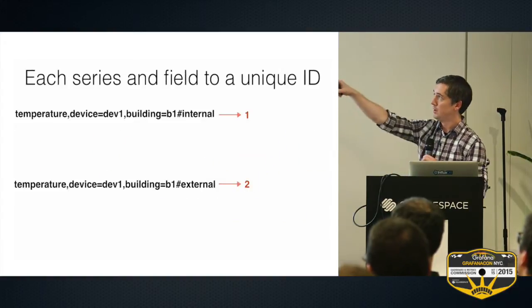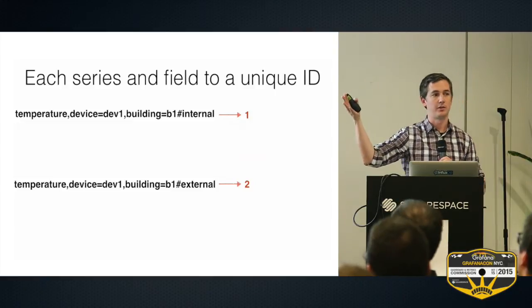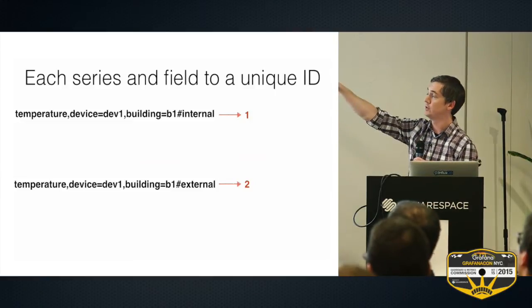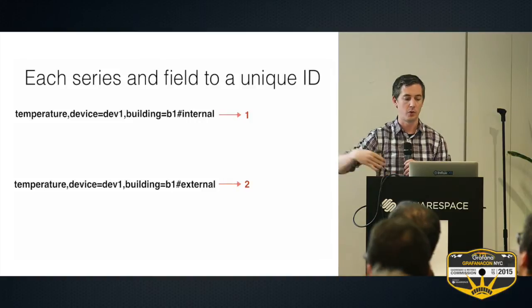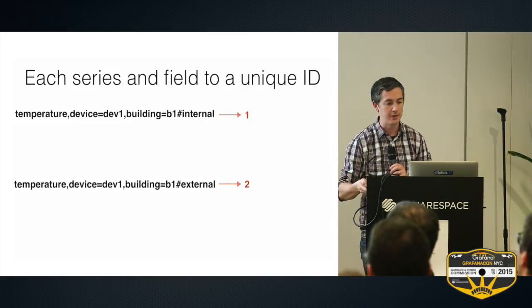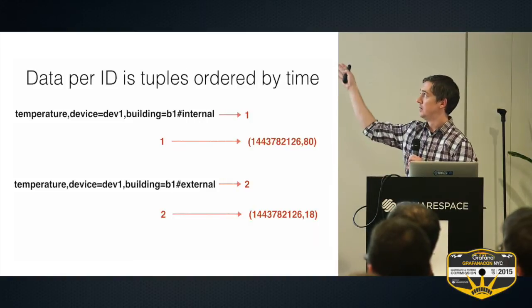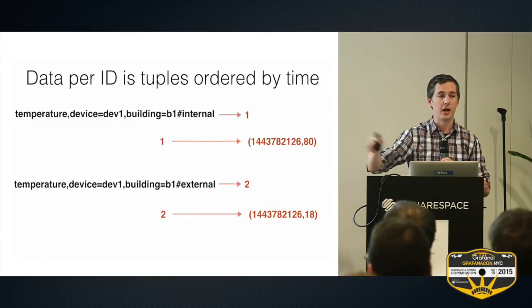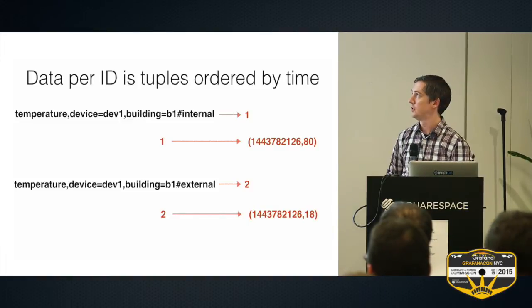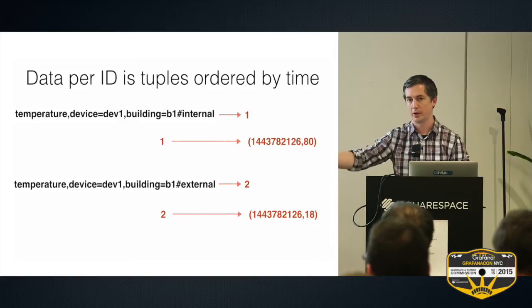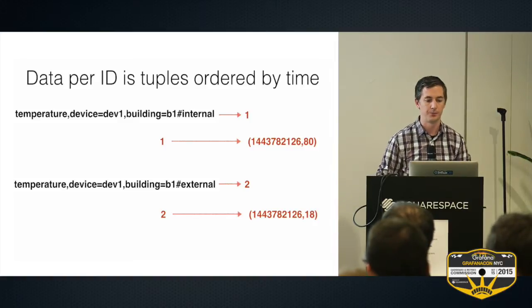So each of these things is a series. The measurement, the tags, and then the field name maps to a series that we store on disk. We give each one a unique ID, and then the data is just the timestamp and the value, right? It's contiguous on disk, so that a single series is quick to read and aggregate and query.